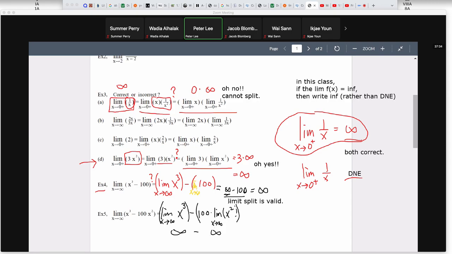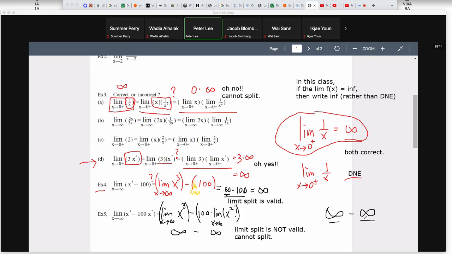This guy's now infinity, and then minus 100 times infinity, that will be infinity. Good or bad? Can you split this limit? Bad. Limit split is not valid. Cannot split in this case. Because the reason why is this. When you split this and write this as infinity minus infinity, then now we don't know which infinity is bigger. See, if I just ask you what is this infinity minus infinity, then you cannot really answer this question, because we don't know what kind of infinity we're talking about.